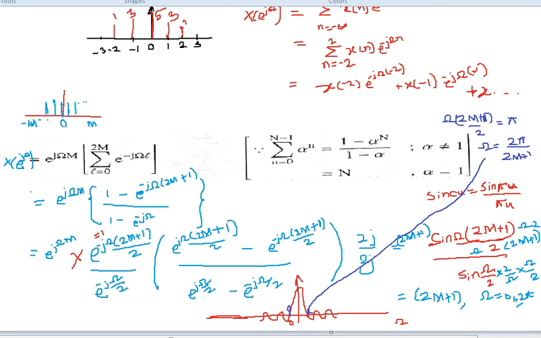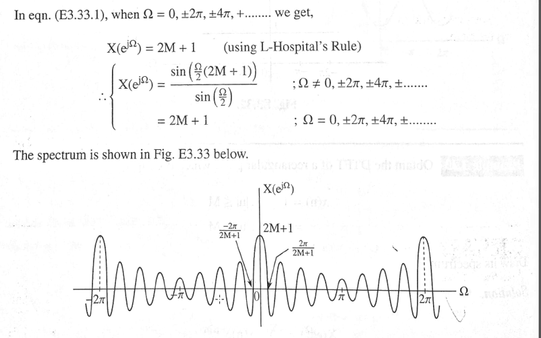So this will be the nature of the output, and 2m plus 1 is the highest value. 2 pi by 2m plus 1 is where the first crossing happens, and depending upon the value of m we will be having the next cycle. And it has been noted that when omega is equal to pi, this equation becomes sine of pi by 2 into 2m plus 1, and we know that when pi by 2 is the angle, sine will be maximum, so it is represented in this fashion.